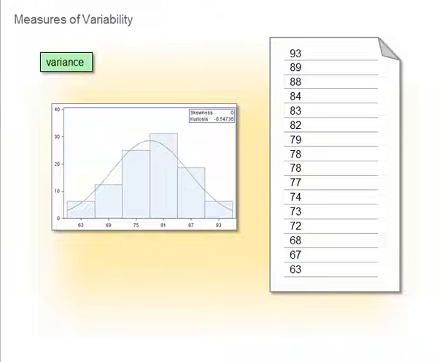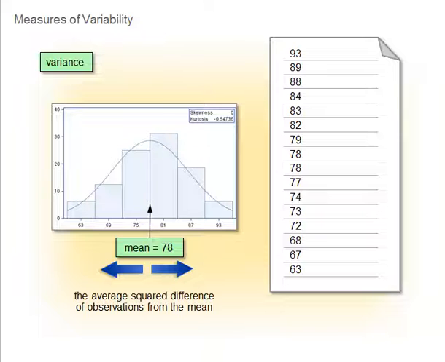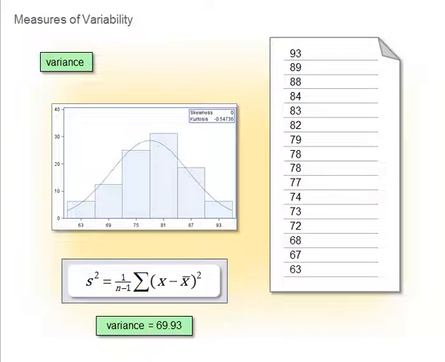Variance is a measure of variability of the data around the mean. It is defined as the average squared difference of the observations from the mean. The formula for sample variance is shown here. Click the Information button if you'd like to see how to calculate the variance for this example.